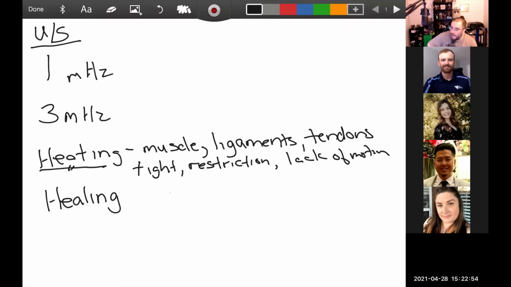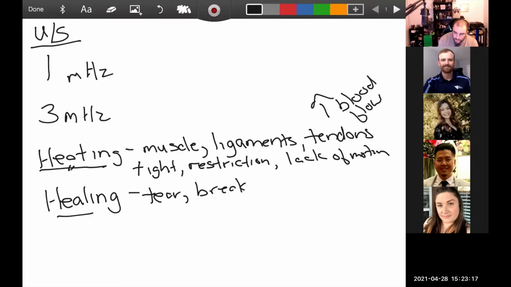And then I'm looking for vasodilation. Vasodilation could be another one. I'm looking to increase the blood flow, so increase blood flow would be another one for heating. For healing, I'm looking for words like tear, break, callus. Because with ultrasound, we typically don't do ultrasound over fresh breaks, but if they've got a hard formed callus, we can. So this is the first thing I try to figure out.